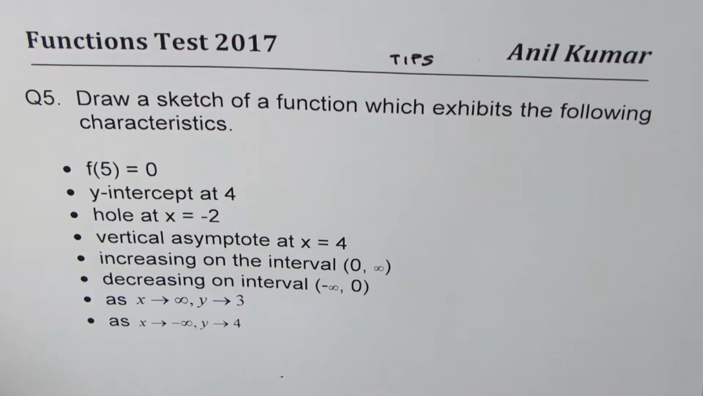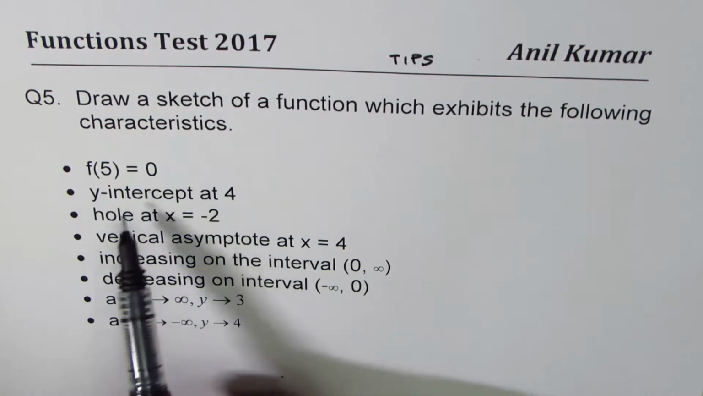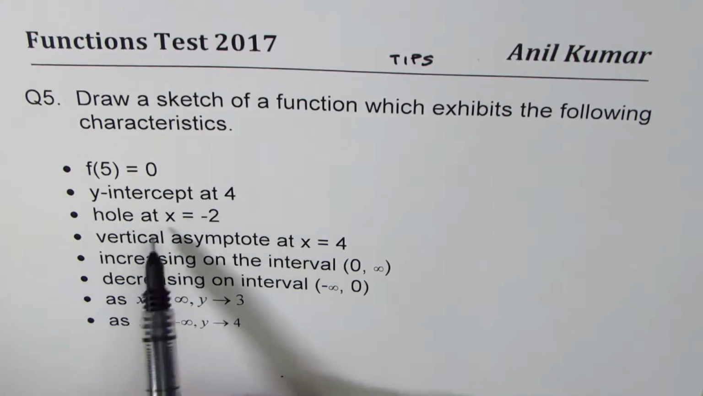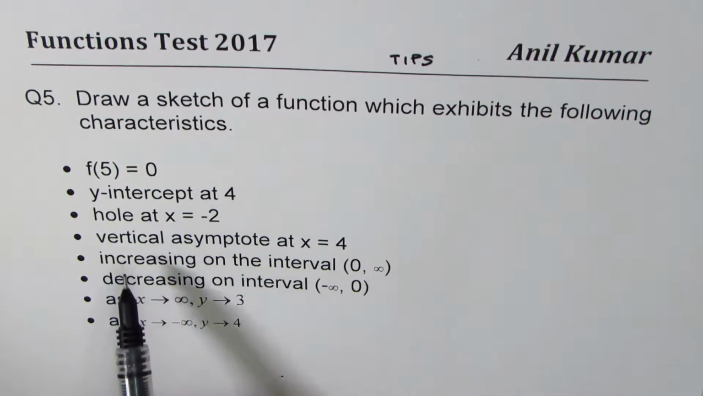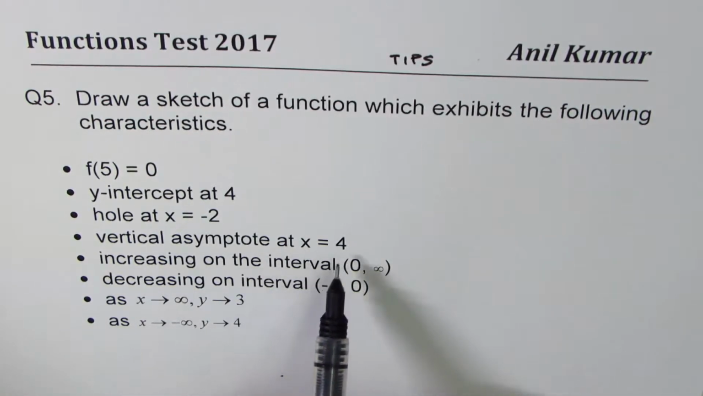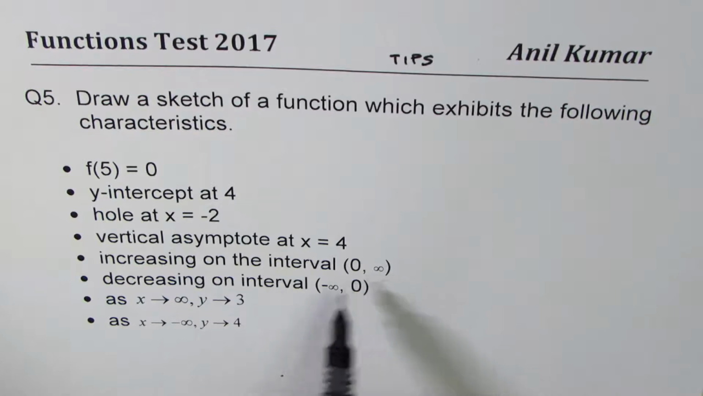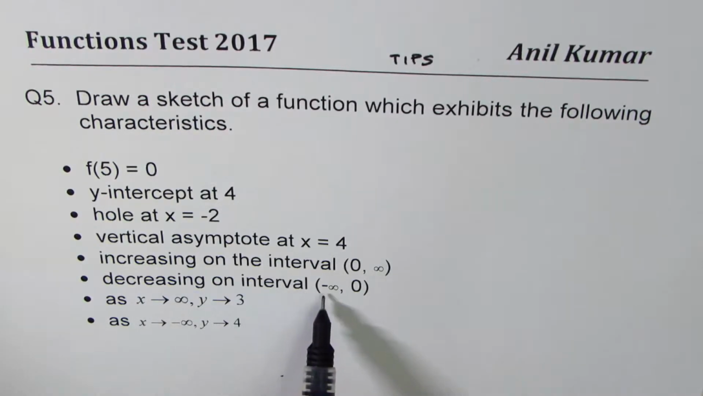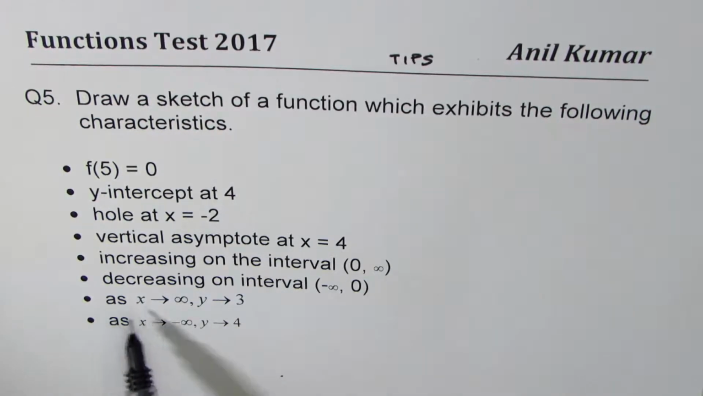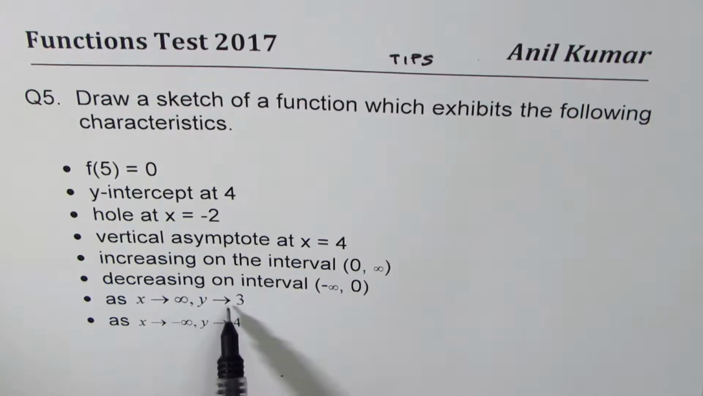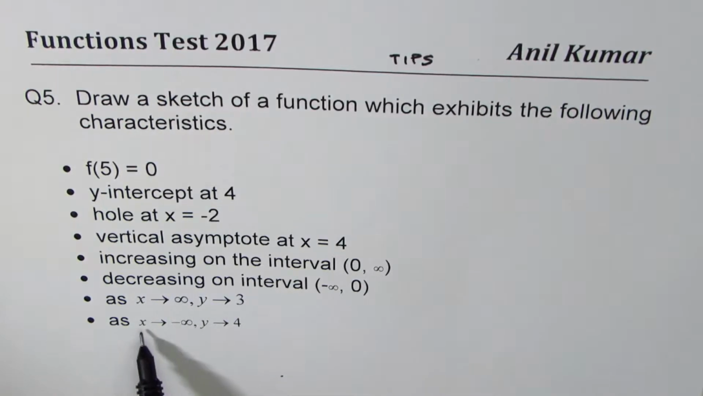Do you see that? f(5) is 0, y-intercept at 4, hole at x equals minus 2, vertical asymptote at x equals 4, increasing on the interval from 0 to infinity, decreasing on the interval from minus infinity to 0. As x approaches infinity, y approaches 3. As x approaches minus infinity, y approaches 4.